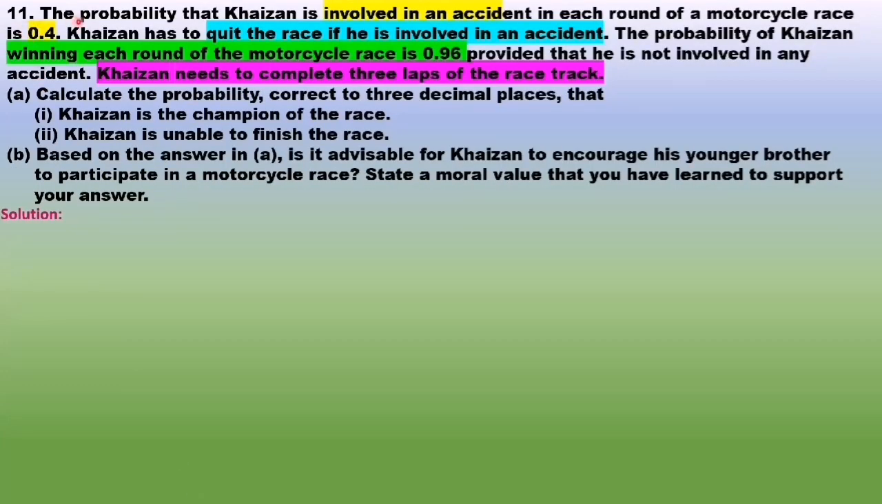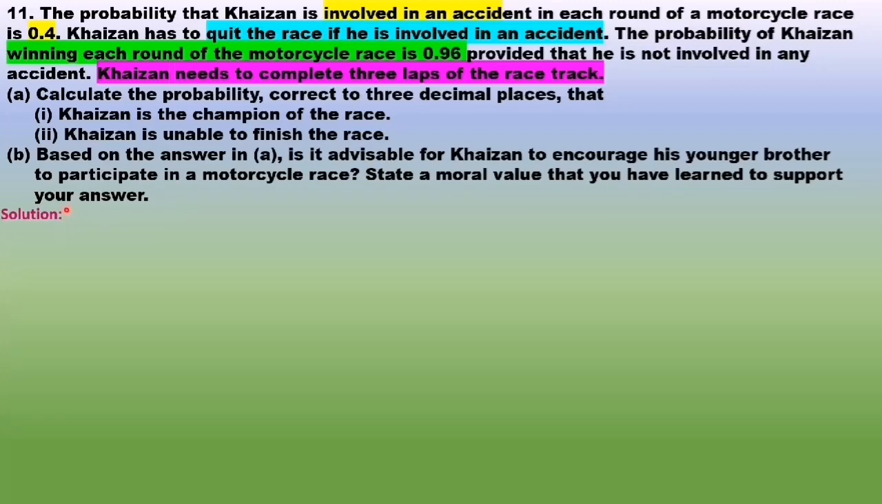Question number 11. The probability that Kaizang is involved in an accident in each round of a motorcycle race is 0.4. Kaizang has to quit the race if he is involved in an accident. The probability of Kaizang winning each round of the motorcycle race is 0.96, provided that he is not involved in any accident. Kaizang needs to complete 3 laps of the race track. A. Calculate the probability correct to 3 decimal places that Kaizang is the champion of the race.